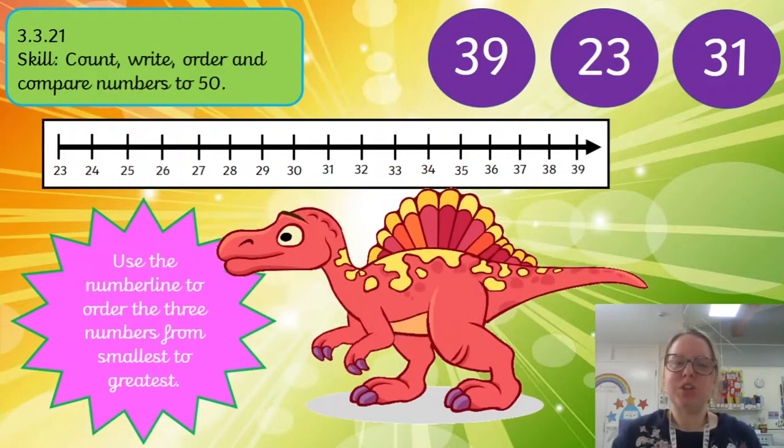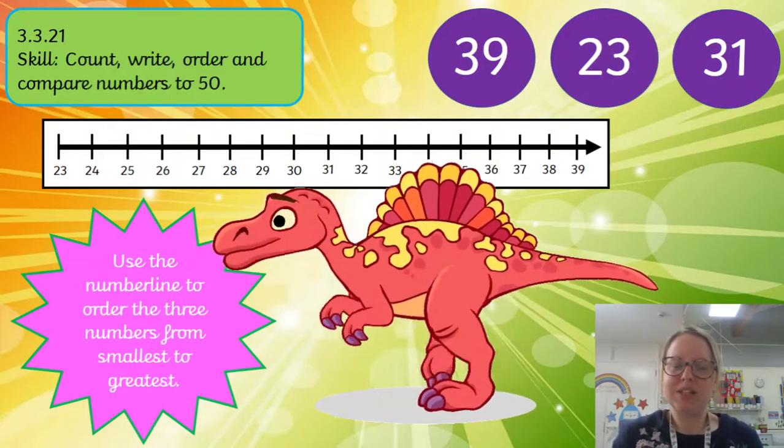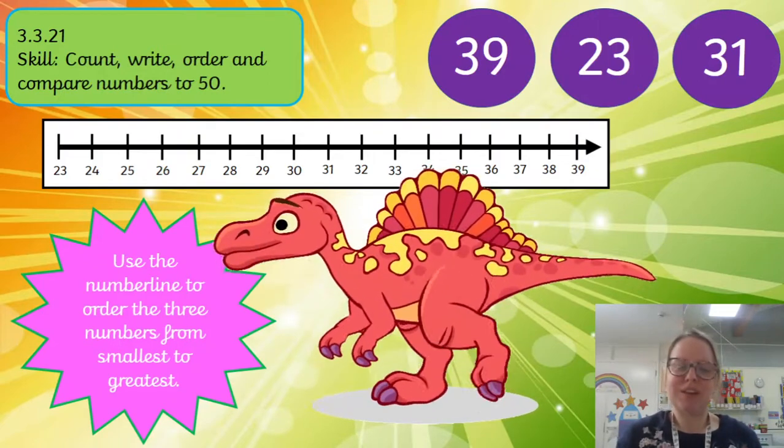Okay, now you need to use the number line to order the 3 numbers from smallest to greatest. So can you pause the video and do that now for me?